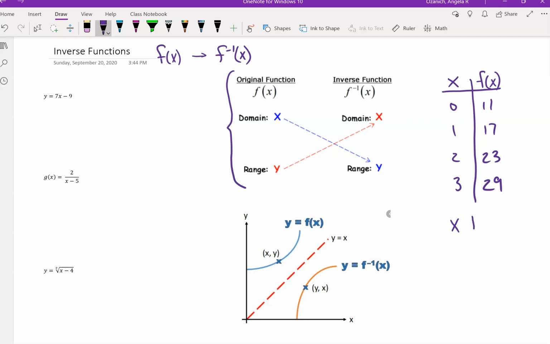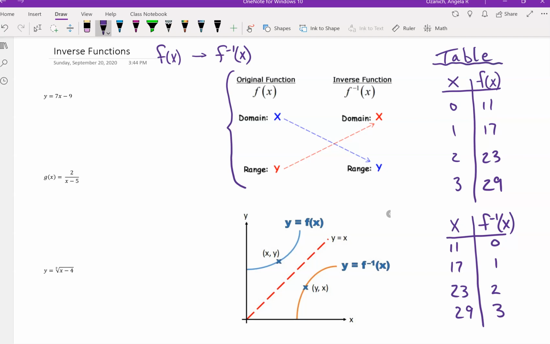So what ends up happening is the x terms become the y terms, and the y terms become the x terms. So this would become 11, 17, 23, 29, and then the output of your inverse function would correspond to the previous x values in your original function. So one of the ways to deal with an inverse is to look at it in terms of a table. Okay, so we'll look at some tables when we work on inverse functions.